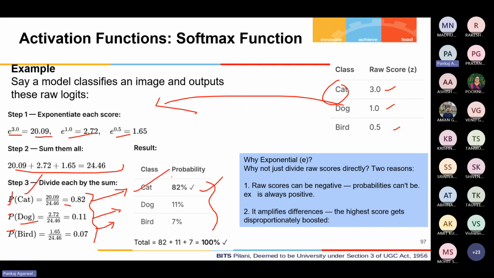Another way of doing it, right? So mostly we do it this way only: the highest probability, so out of this it is a cat. Did you get this? What I'm trying to make?